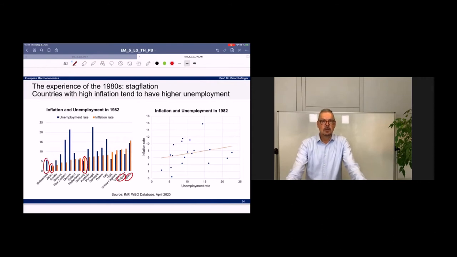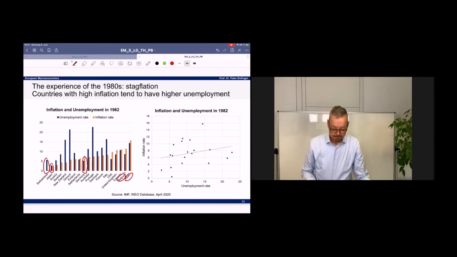And I think this observation of the 1980s also was something that was widely shared. And that's why when the discussion on the European Central Bank started, there was a relatively strong consensus. If we will have a European Central Bank, then it should be really focusing on price stability and not on a dual mandate.